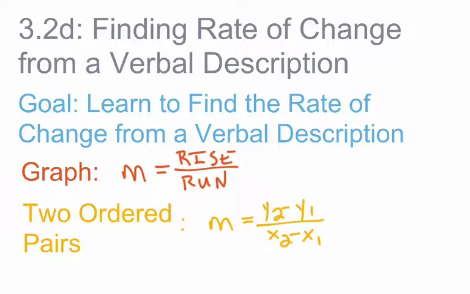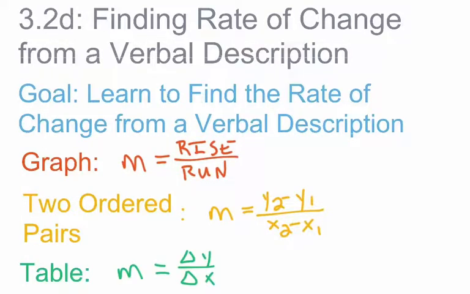In our second lesson, we learned how to find the slope from two ordered pairs using m is equal to y2 minus y1 over x2 minus x1. And in our third lesson, we learned to find the rate of change from a table using m is equal to delta y over delta x, where the delta values stand for change in. So it's not a triangle, it's a Greek letter delta, so m is equal to delta y over delta x.